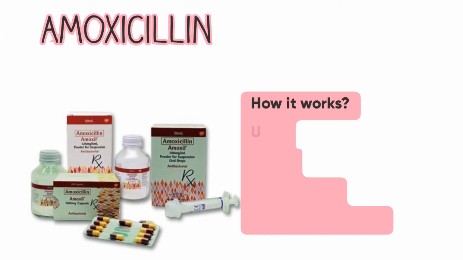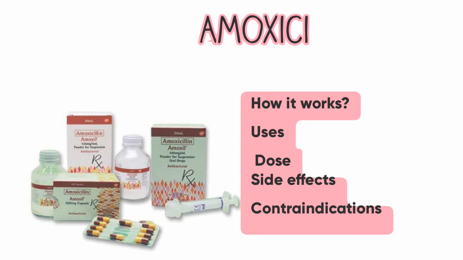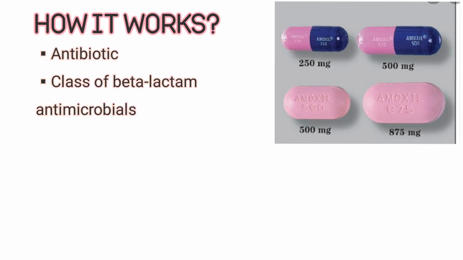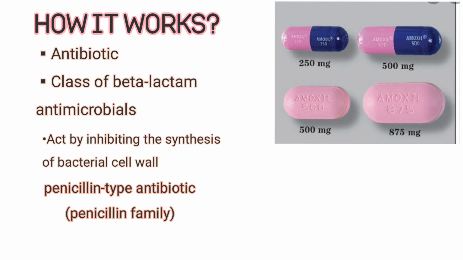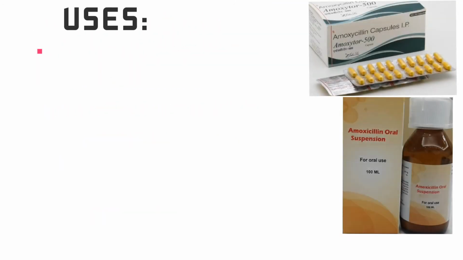In this video, we'll discuss amoxicillin, how it works, use, dose, side effects, contraindications. How does amoxicillin work? It is an antibiotic of the class of beta-lactam antimicrobials. It acts by inhibiting the synthesis of bacterial cell wall. Amoxicillin is a penicillin-type antibiotic belonging to the penicillin family.